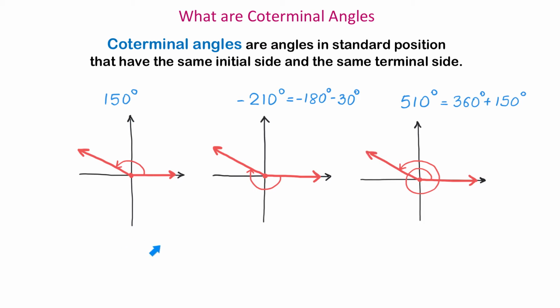Now look at all these three angles. They all have the same initial side and the same terminal side. Therefore, they are coterminal angles with each other.